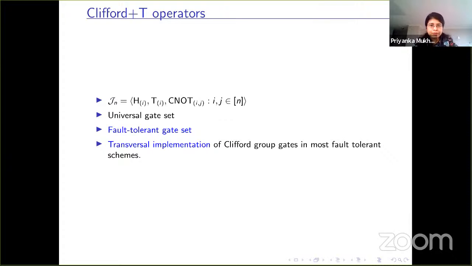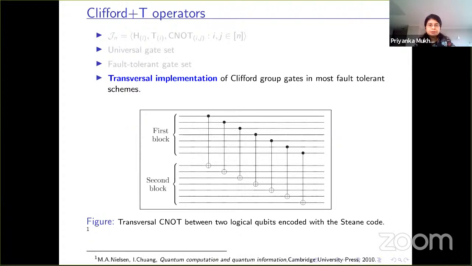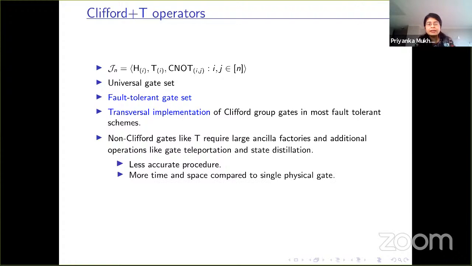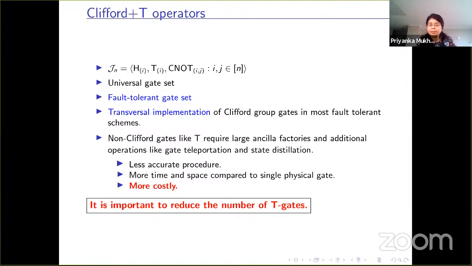For the Clifford+T operators, in most error correction schemes, there exists a transversal implementation of the Clifford group gates. For example, this is a transversal CNOT implementation between logical qubits encoded with the Steane code. But the non-Clifford gates, like the T gate, usually require large ancilla factories and additional operations like gate teleportation and state distillation, which are less accurate procedures, and they also require more time and space compared to a single physical gate. So this makes them more costly, and thus gives the motivation for studying these kinds of problems, because it is important to reduce the number of T gates.